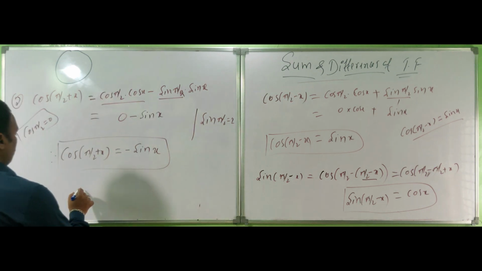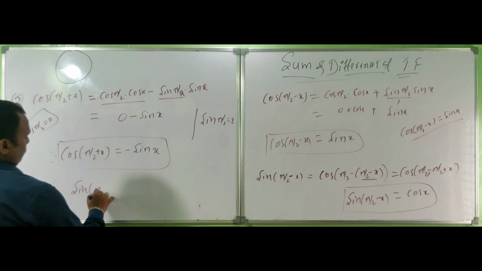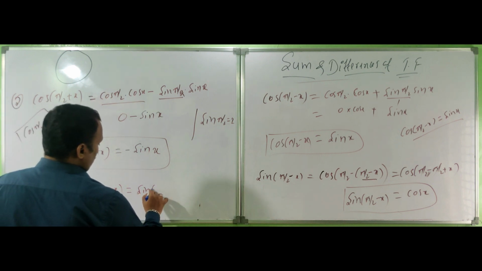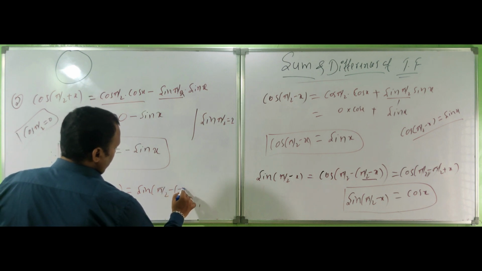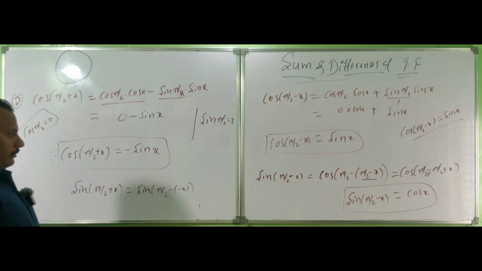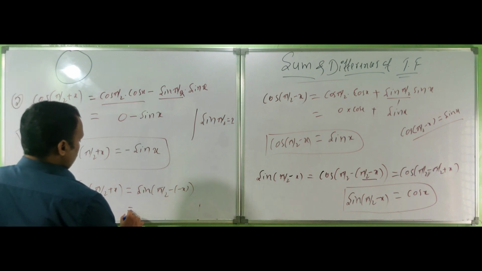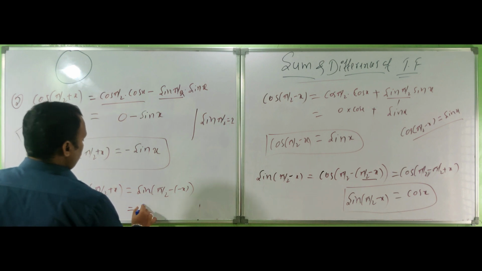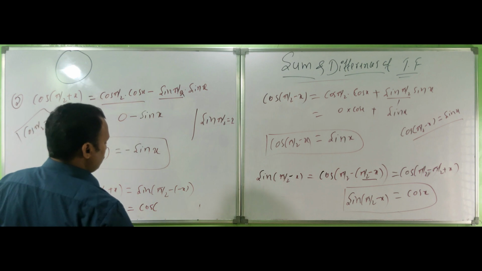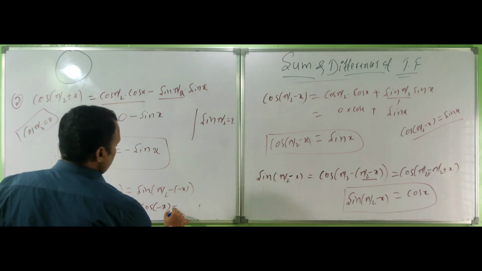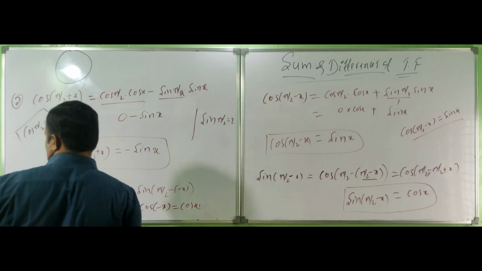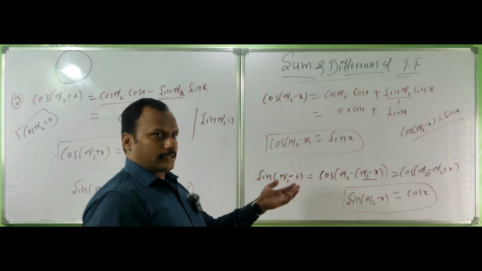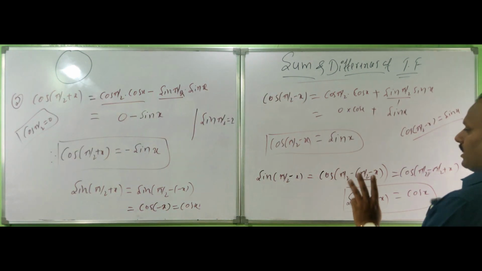Similarly, sin of pi by 2 plus x, we can write as sin of pi by 2 minus of minus x. What is sin of pi by 2 minus x? This gives cos. So pi by 2 minus of minus x gives cos of minus x, which gives cos x. The answer: sin of pi by 2 minus x and sin of pi by 2 plus x both give cos x.